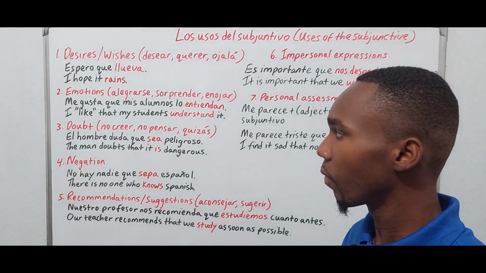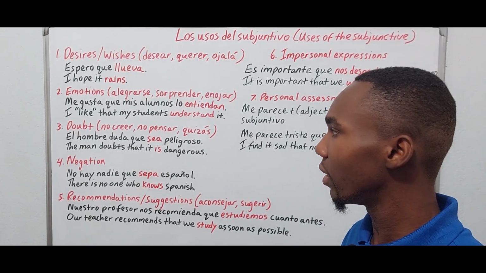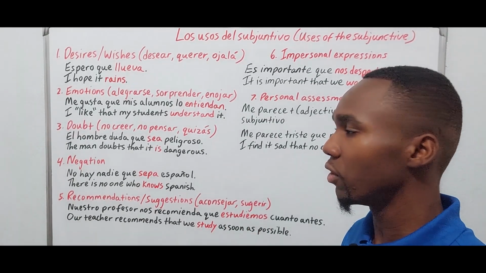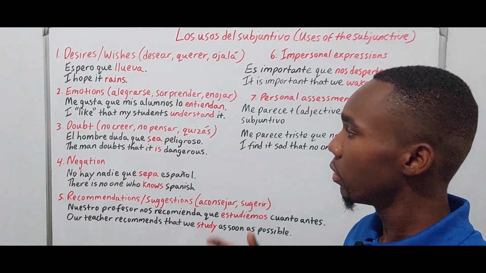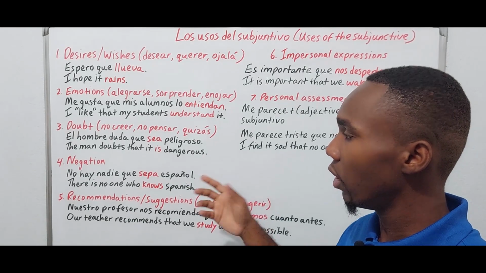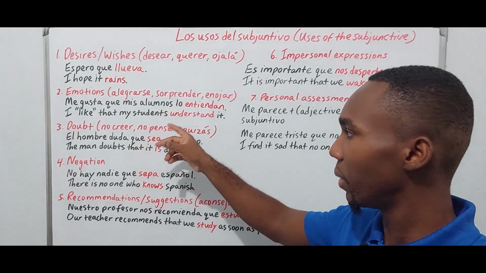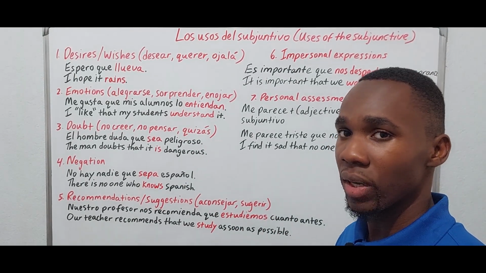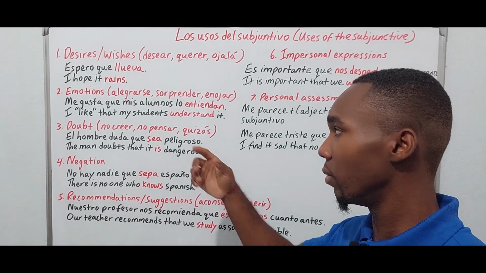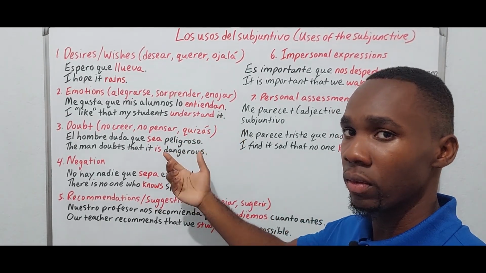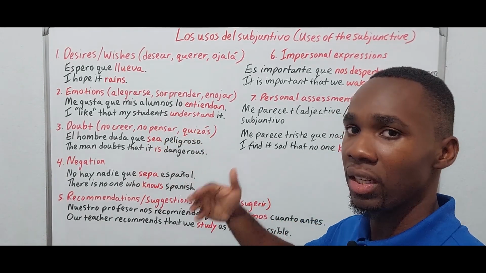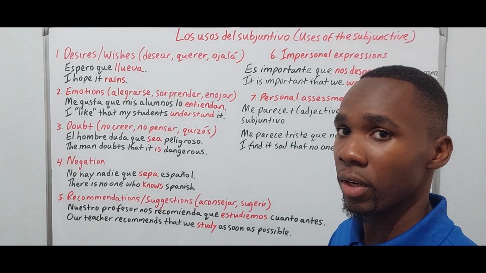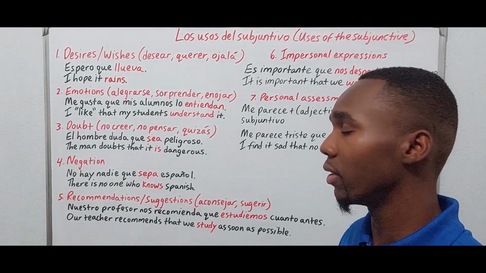Three. Doubt. El hombre duda que sea peligroso. The man doubts that it is dangerous. This is from the verb dudar, to doubt. I also would have included no creer, no pensar. Now, that constitutes doubt as well, right? Even though they're verbs that have been negated, right? Because creer means to believe, so no creer means to not believe, which is a form of doubt, right? And there's also negation, but we'll get into that.